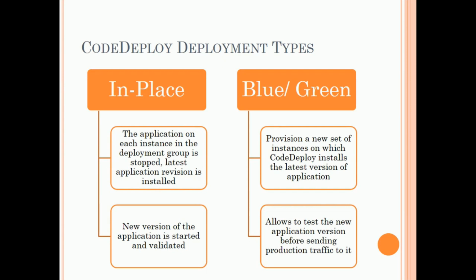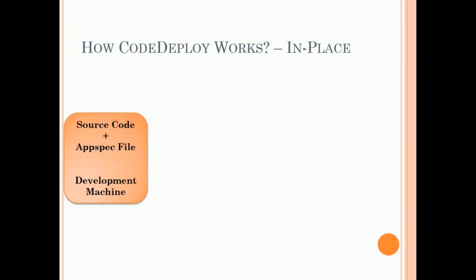So now let's see how AWS CodeDeploy works in both cases. First, let's see the in-place. How CodeDeploy works for the in-place deployment type. First, we will prepare our source code which is going to be deployed, and also we will define the AppSpec file which contains all the deployment actions we want AWS CodeDeploy to take.